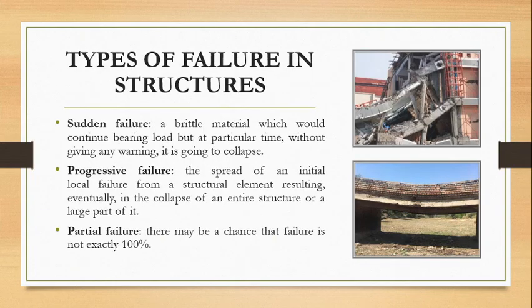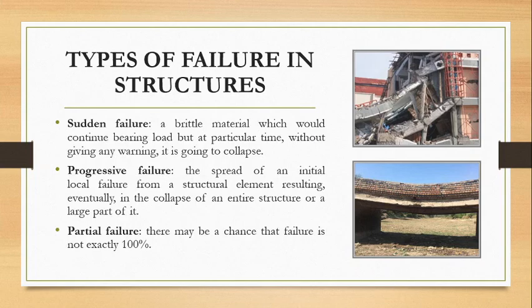There are three types of failure in structures. First of all is sudden failure. This happens in brittle materials, which would continue bearing load, but they won't give you any kind of warning, and all of a sudden at a particular time they are going to break and collapse. Then we have progressive failure. We can see this type of progressive failure in bridges.